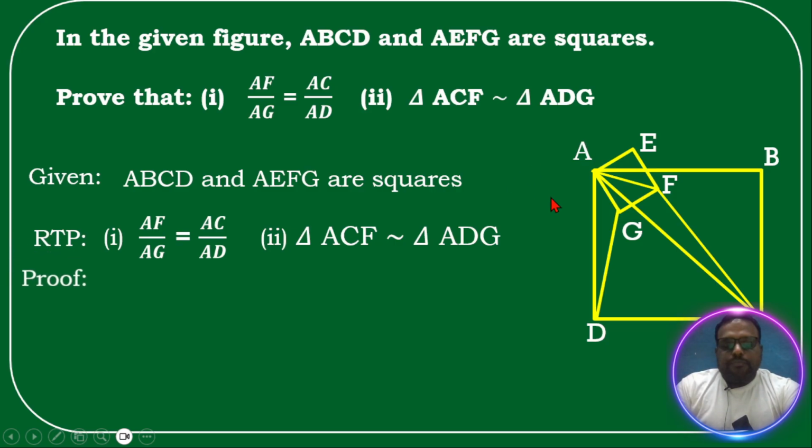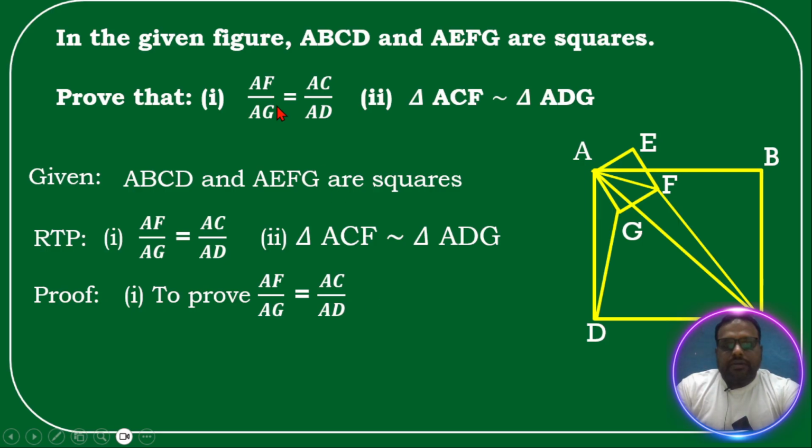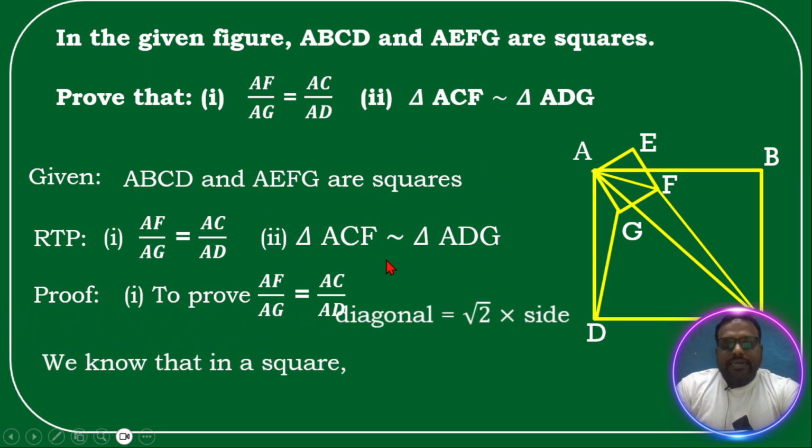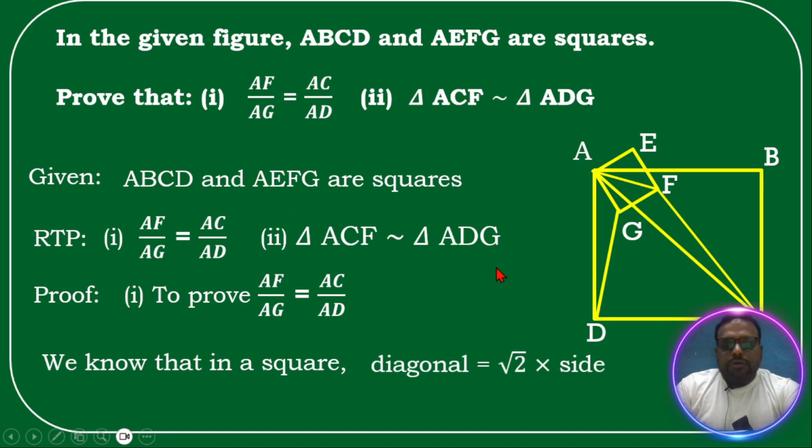Now let us start the proof for this. And initially we will prove this condition, the first one, that is AF upon AG equal to AC upon AD. Now to prove this condition, we already know that in a square, the length of the diagonal is equal to root 2 times its side, right? So length of the diagonal is equal to root 2 times its side.